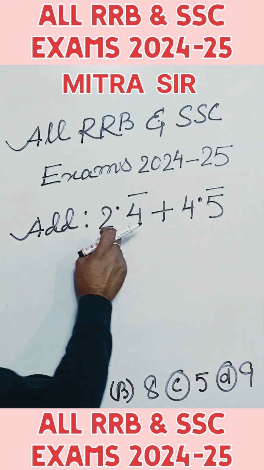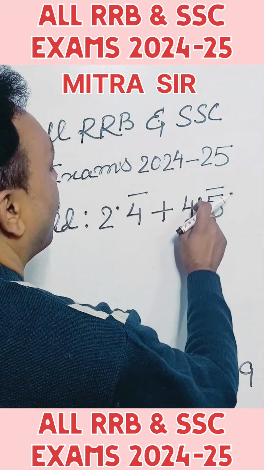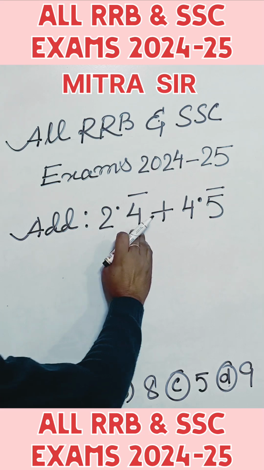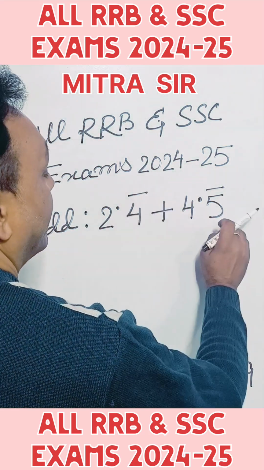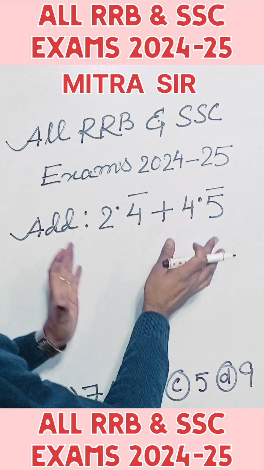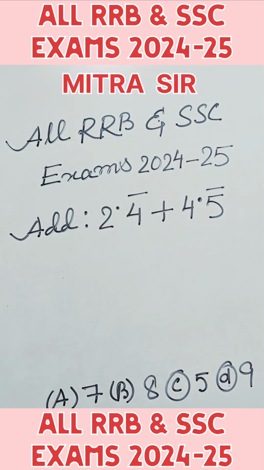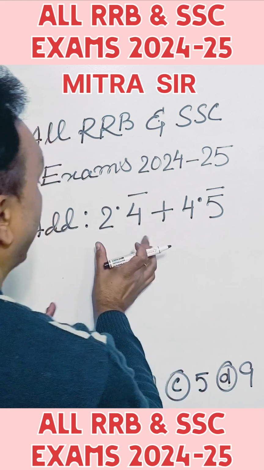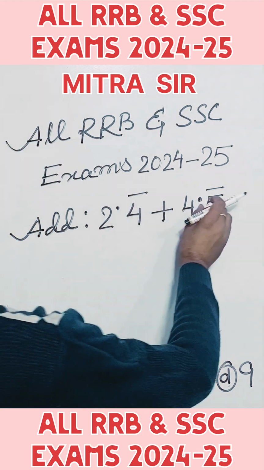So the question is: add 2.4 bar plus 4.5 bar. Bar means the 4 is repeating here, so we have put 4 bar. The 5 is repeating, so they have put 5 bar. Now you have to add these. How do you add? I'll show you how to add 2.4 bar plus 4.5 bar.